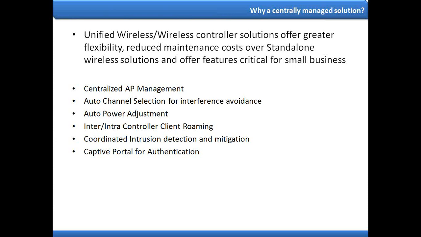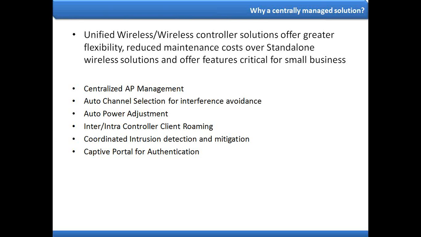It also allows for auto power adjustment. Again, offering that communication between the access points allows each access point to determine how much power each radio needs to be broadcasting simultaneously. A wireless controller solution also offers intra-controller roaming, meaning that clients are allowed to move between access points without disconnecting and reconnecting to the network. And I'll talk a little bit more about this in a moment.